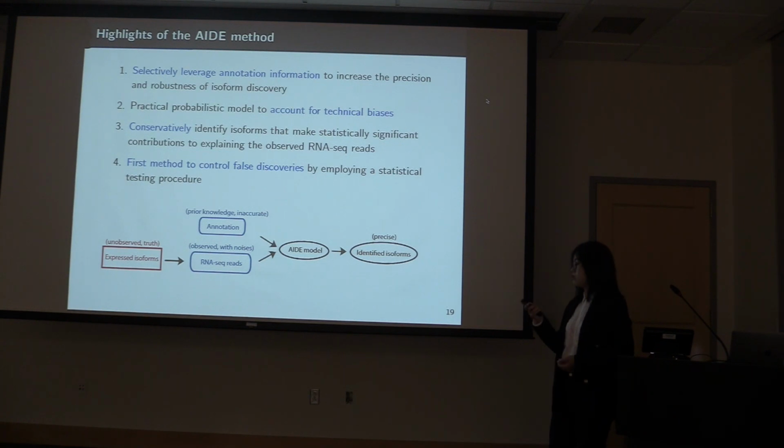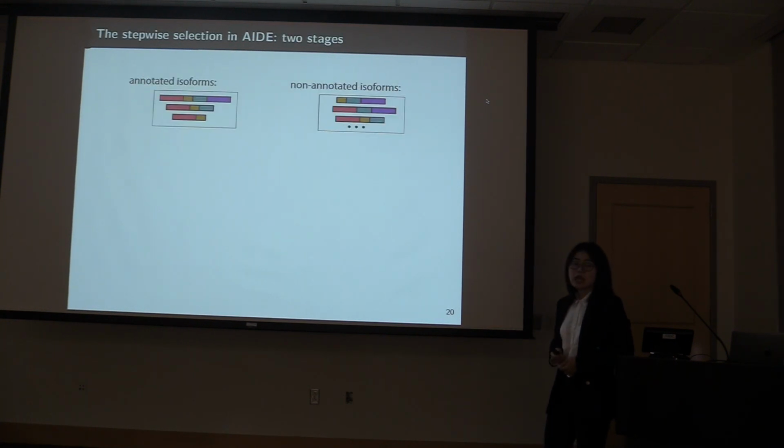If we think of the isoform discovery problem, we have both the observed RNA-seq reads, which contain noise, and the prior annotation information, which is not 100% accurate. By selectively using information from both sources, the AID model tries to identify a small set of isoforms with high precision. To achieve this goal, we designed the stepwise selection procedure in AID to give priority to those annotated isoforms. This stepwise selection procedure can be divided into two stages.